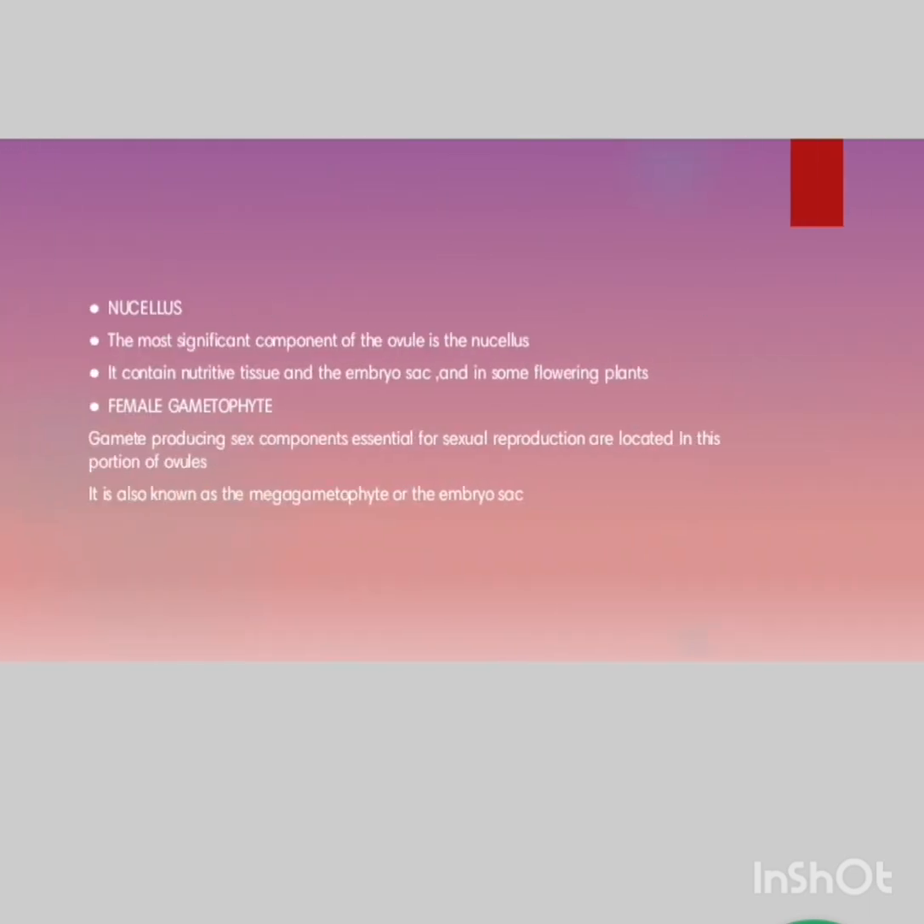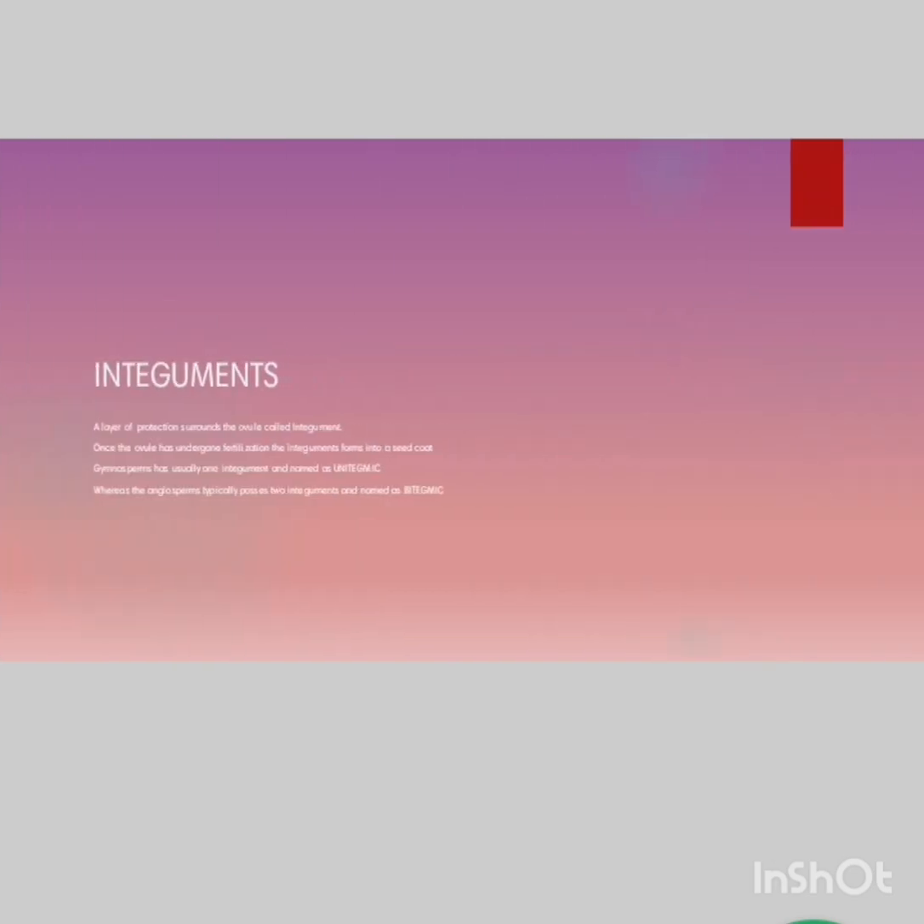Next, nucellus. The most significant component of the ovule is the nucellus. It contains nutritive tissues and the embryonic sac, and in some flowering plants, the female gametophyte. Gamete producing sex components essential for sexual reproduction are located in these portions of ovules. It is also known as the megagametophyte or the embryonic sac.